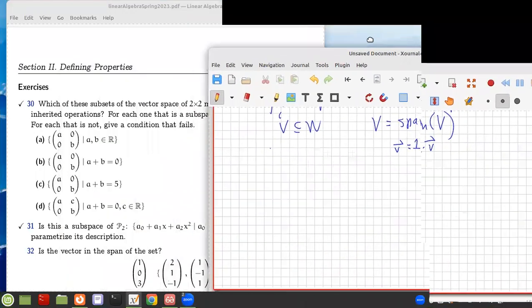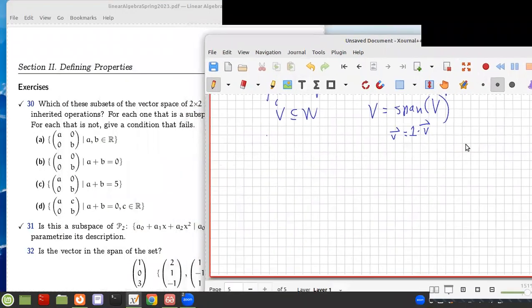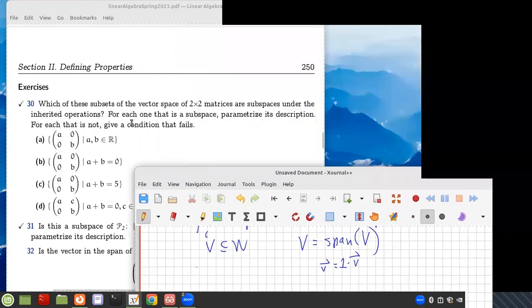So the task that you need to be able to carry out, the second task: one is to verify that a subset is a subspace. The other is, given a subspace, write it as, for each one that is a subspace, parameterize its description.